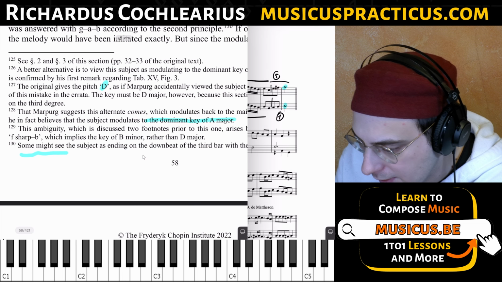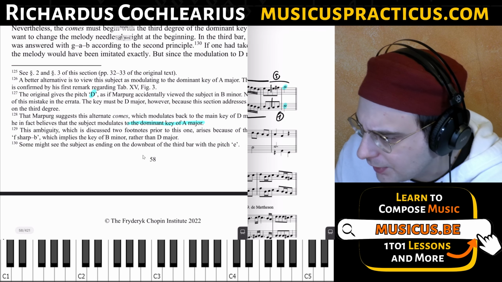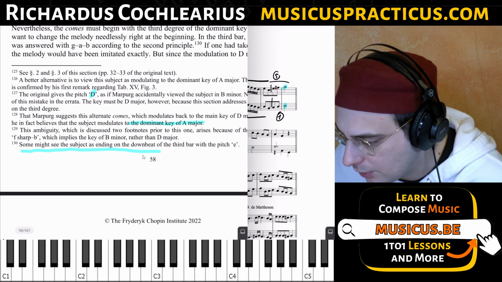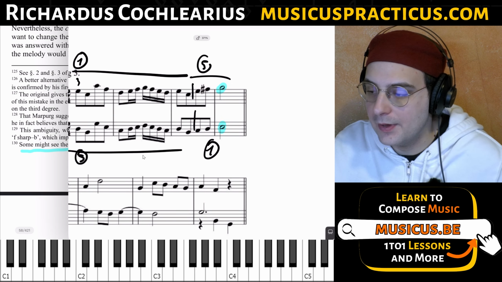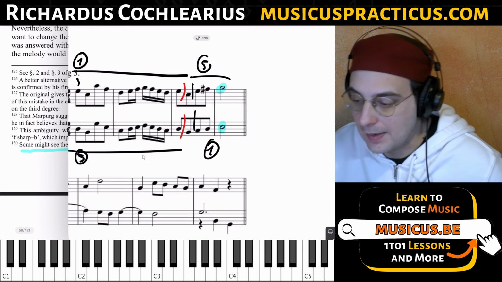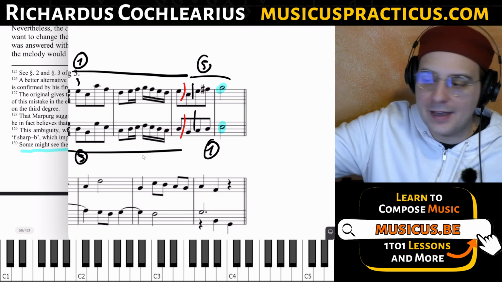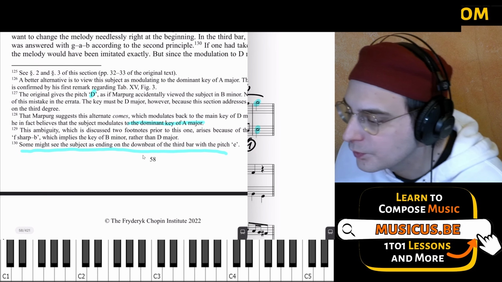Some might see the subject as ending on the downbeat of the third bar with pitch E. Yes, someone could say, okay, but the subject is ending here. Re, mi, fa, sol, fa, mi, re, mi, and then there's just a connection. Someone could say that. True.